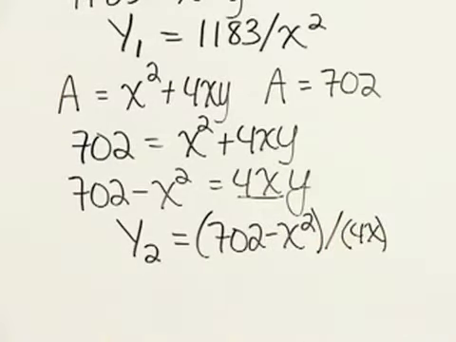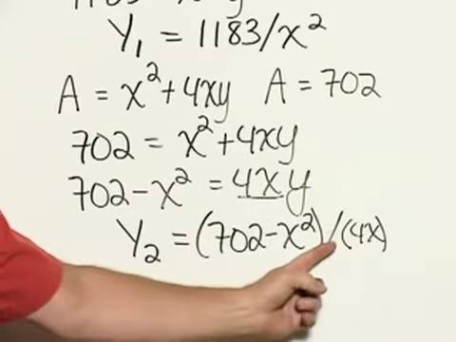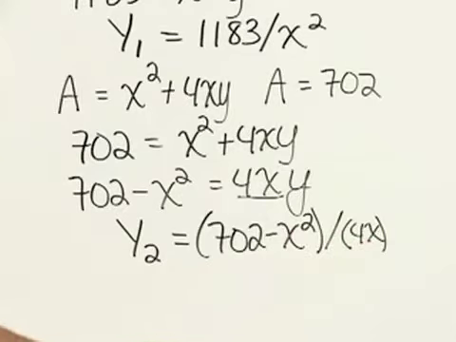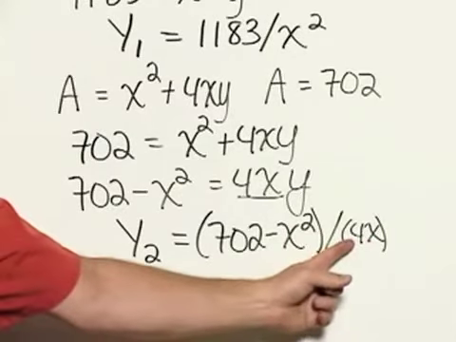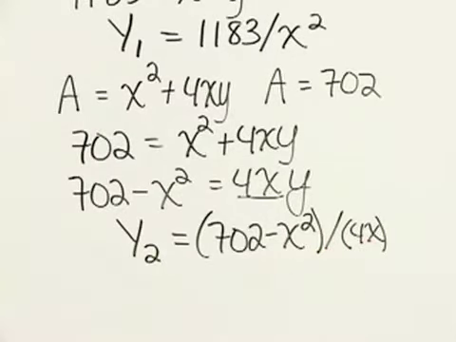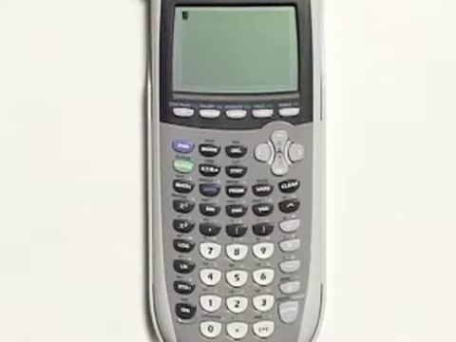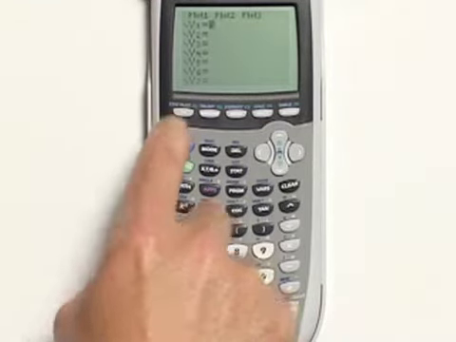And it's very important that we put this in parentheses, because if we were just to put slash 4x, it would look at it as divide by 4, multiply by x. So now let's go enter these into the calculator and find where those two graphs intersect. To enter these equations into the graphing calculator, we use the equation editor, or the y equals key.